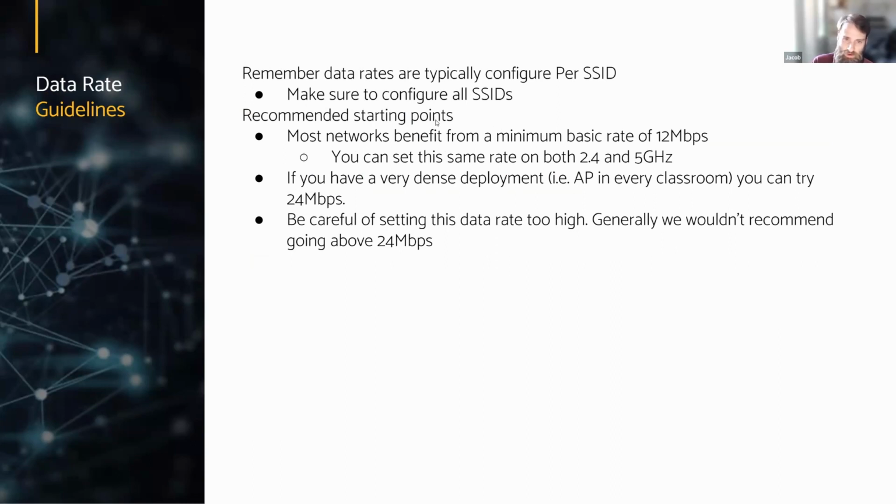And just some recommended starting points. I would say most networks are perfectly happy with a 12 megabits per second minimum rate, right? And you can actually set that on both 2.4 and 5 gigahertz. So feel free to do that. There's really very little downside of making that change, and it can help with some of the overhead you might be seeing. If you have a dense deployment, AP in every classroom, you could even go up to 24 megabits per second, right? So even higher than 12.